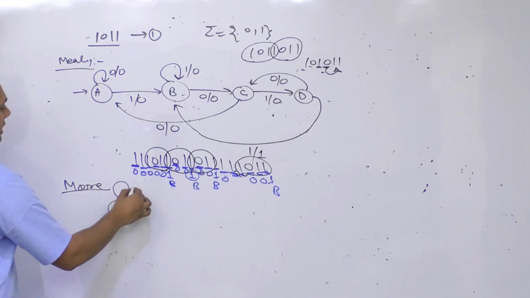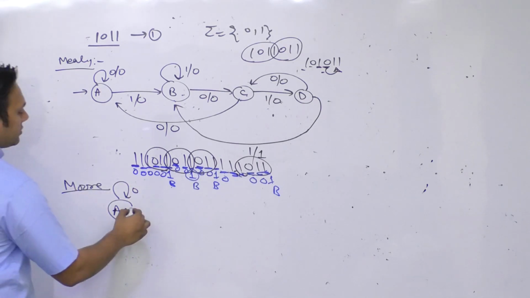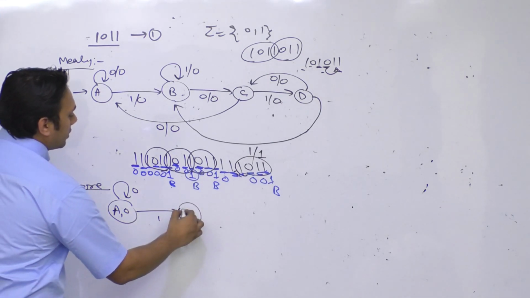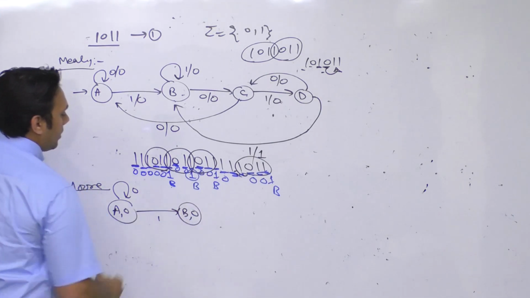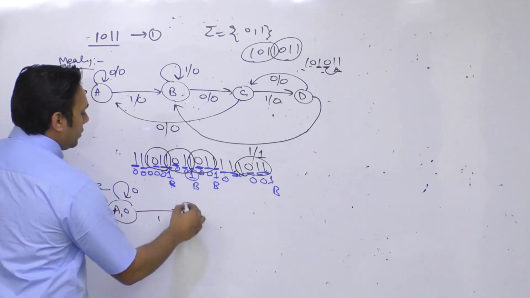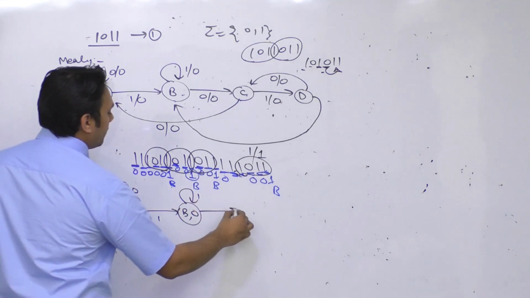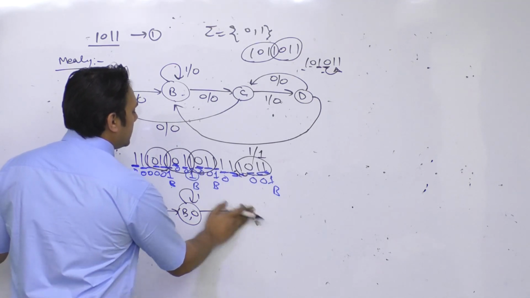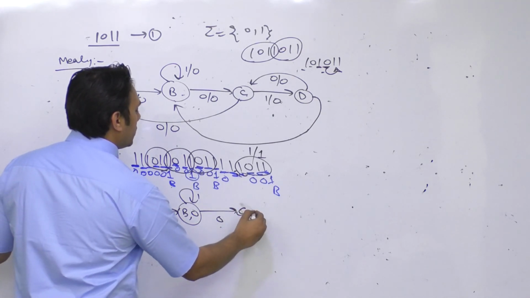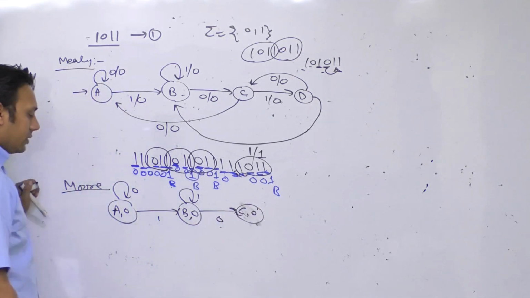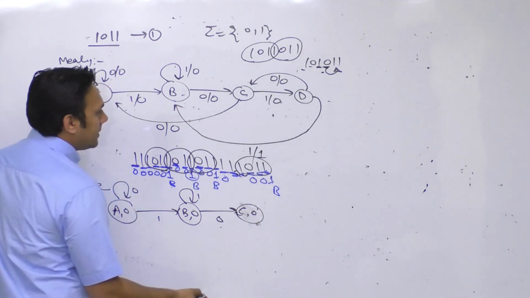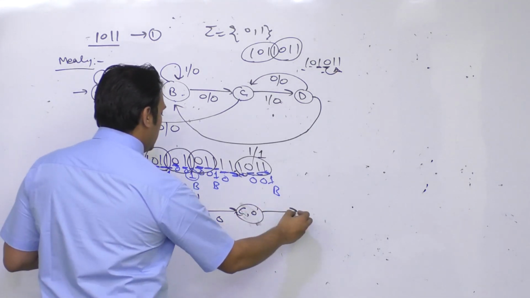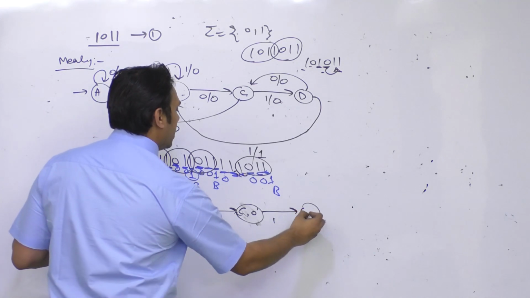In the beginning you can have any number of zeros. As soon as you get a 1, you go to state B, and you produce output 0. In state B you can get any number of 1s, but if you get a 0, you go to state C, and the output is 0. Now in state C, if you get a 1, you go to state D and again the output is 0.